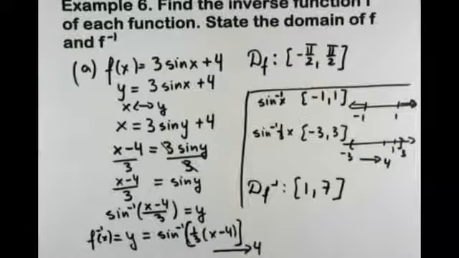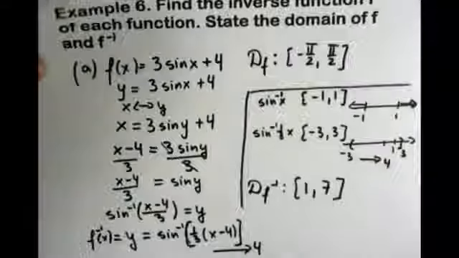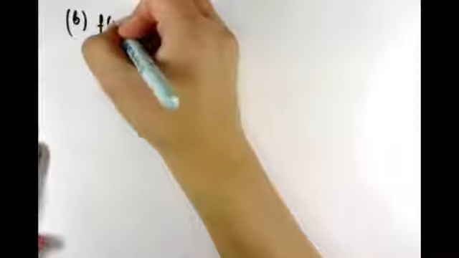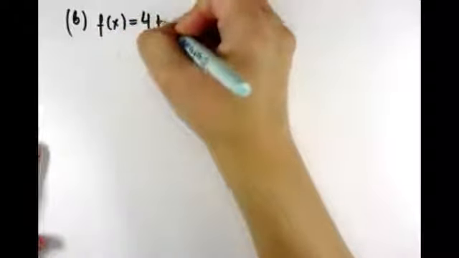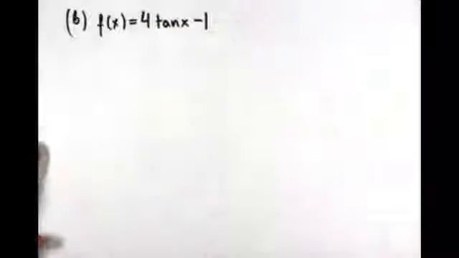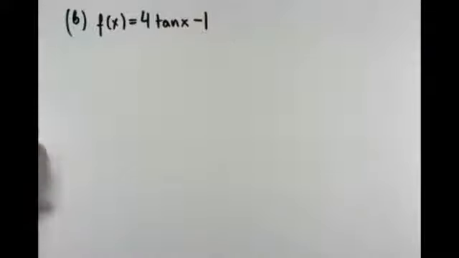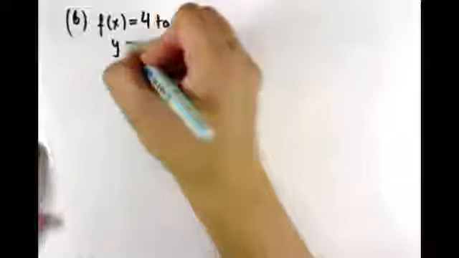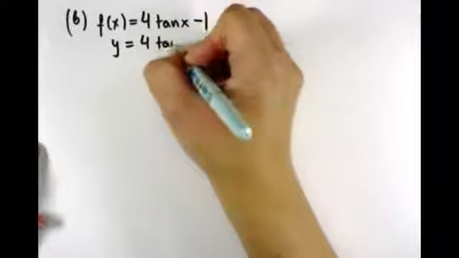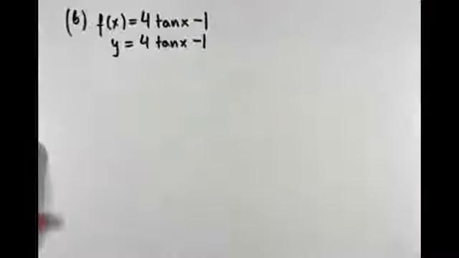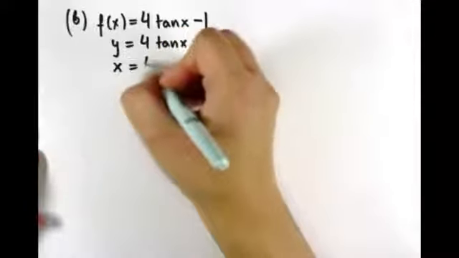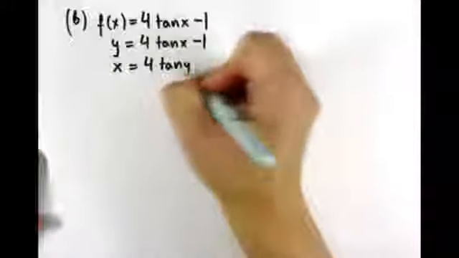One more example. Example B. We have f of x is equal to 4 tangent x minus 1. We need to find the inverse and find the domain. So first I'm going to write y is equal to 4 tangent x minus 1. Now I swap x with y. So we have x is equal to 4 tangent y minus 1.